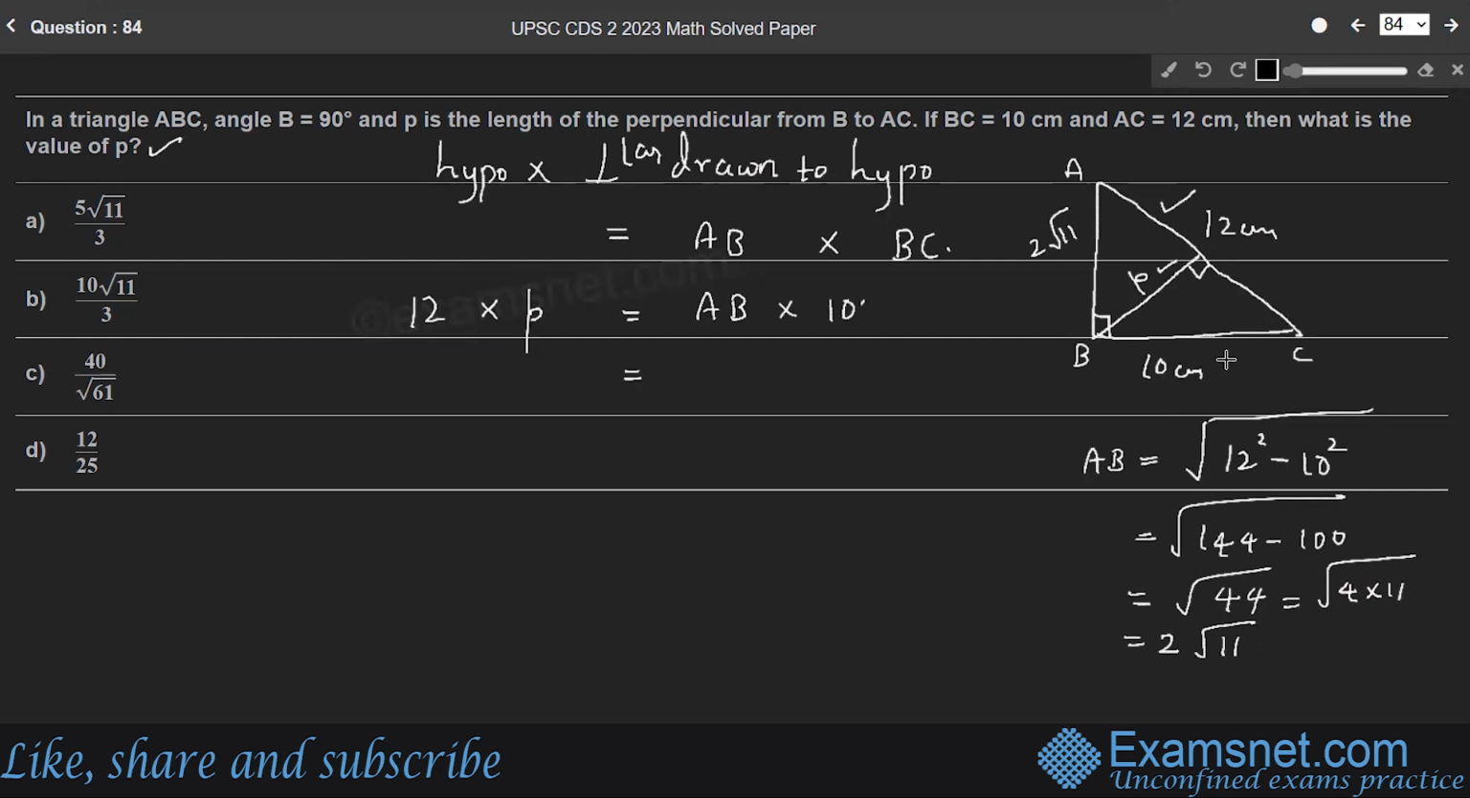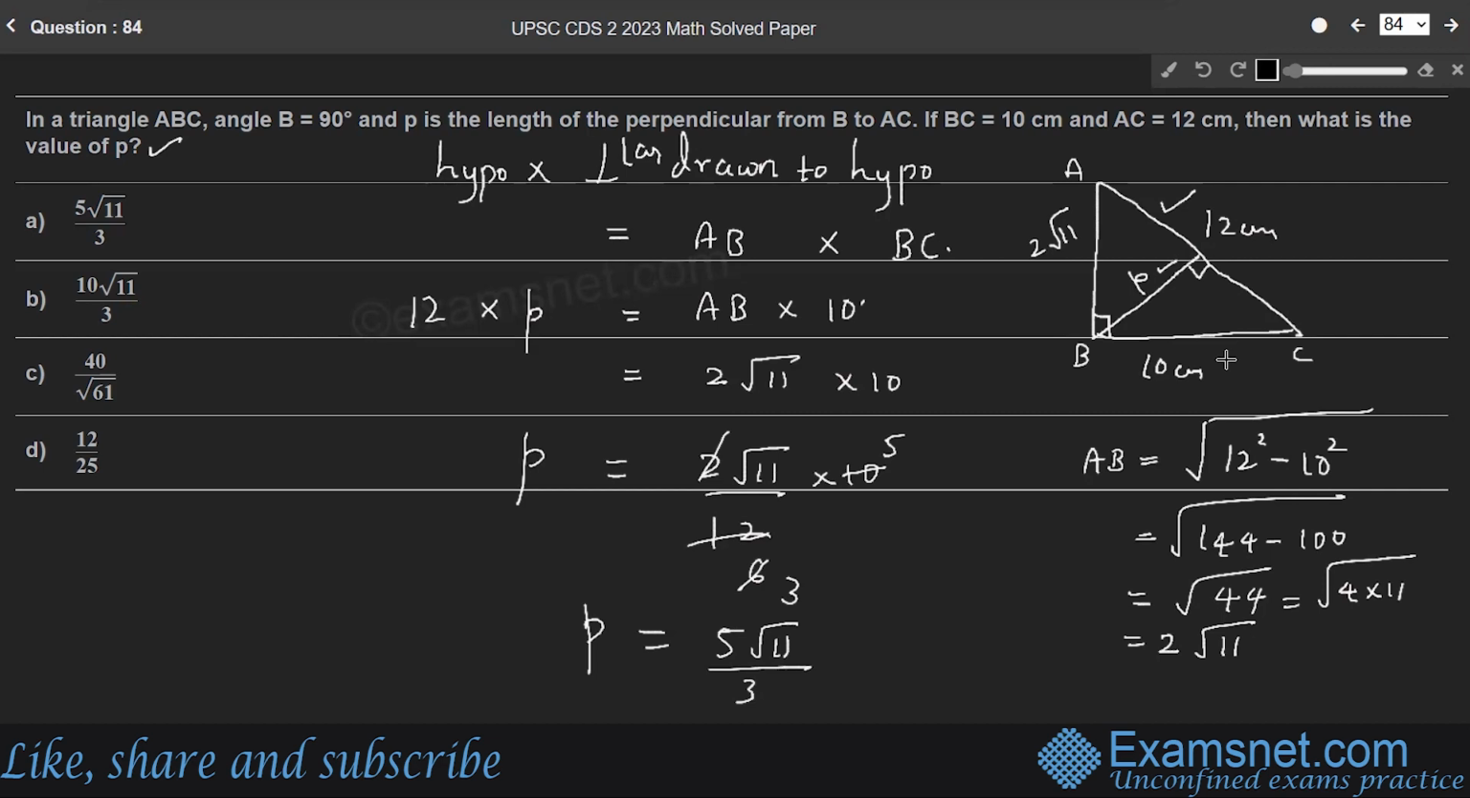So we'll substitute the values. AB is 2 root 11 into 10. Therefore, we need the value of P, which is 2 root 11 by 12 into 10. So 2 into 6, 2 into 5, 2 into 3. Therefore, it is 5 into root 11 by 3, the length of the perpendicular drawn to the hypotenuse, in centimeter. So 5 root 11 by 3, option A is the right answer.